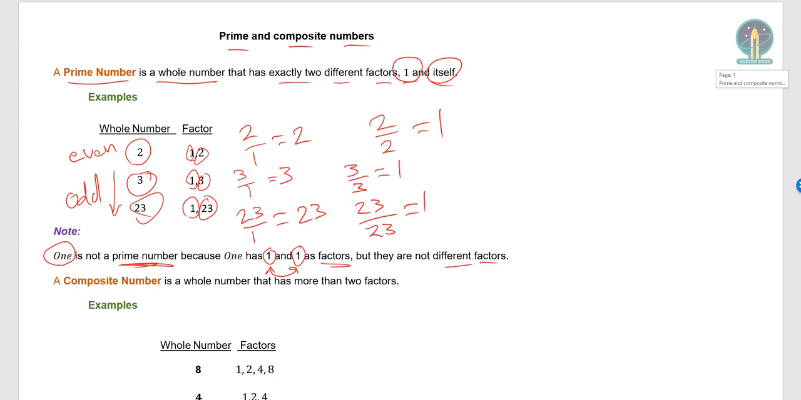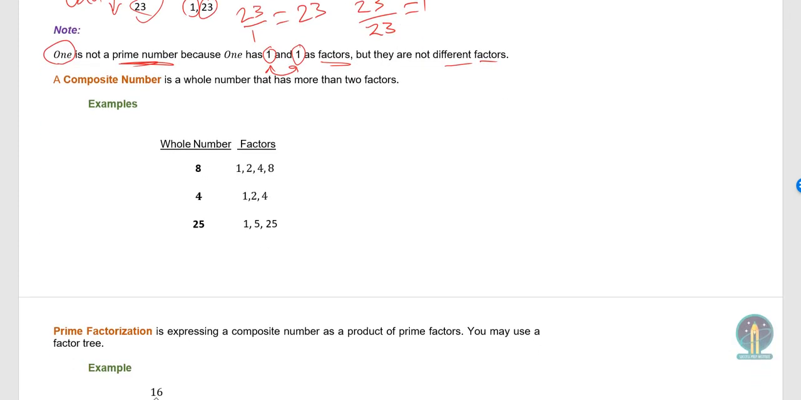A composite number is a whole number that has more than two factors. So some examples of composite numbers are, so the number 8, for example. So the number 8 has, well, all composite numbers have as factors 1 and themselves. So 8 has as factors 1 and 8, but then it also has additional factors beyond 1 and 8.